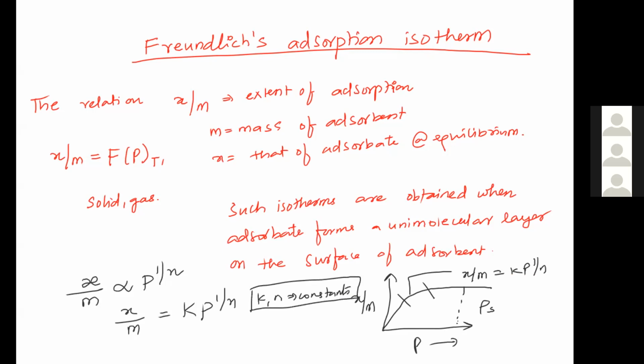Okay, so at low pressure, X by M is equal to K P to the power 1 by n, and n is less than 1. I have to continue writing this. I'm clearing the above part.